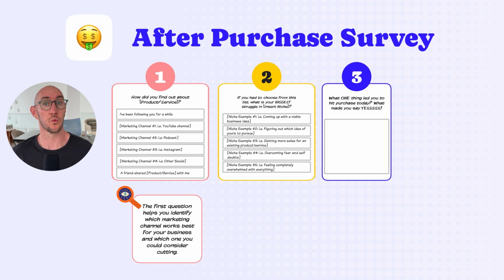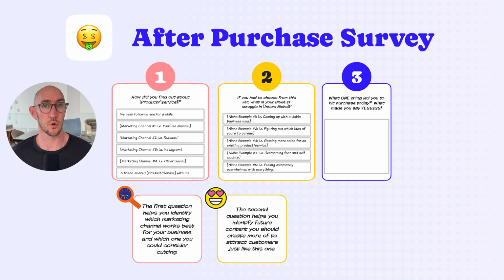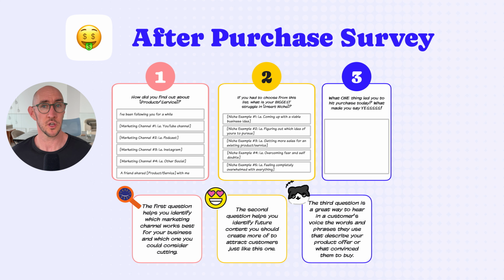The first question is really helpful at identifying which marketing channel works best for your business and if there's one you should also consider cutting. For example, we learned from this after purchase survey that only 10% of our customers came through Instagram, and Instagram was our least favorite thing that we were doing in our business, so we stopped using it for 3 years and we did not see a decline in sales at all. The second question is great at helping you identify future content that you should be creating for your ideal customers, just like this person who bought. And the third question here is really helpful for you to be able to hear the words and phrases that your customer uses in their own voice to describe why they purchased from you today.